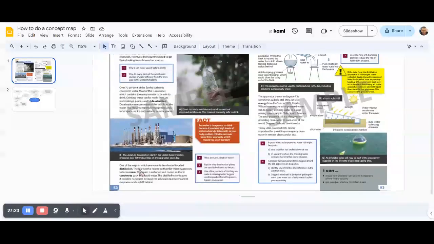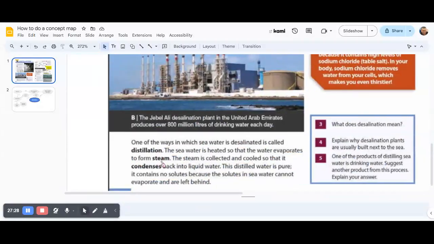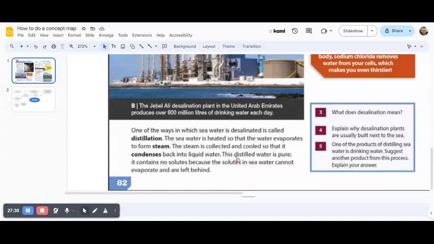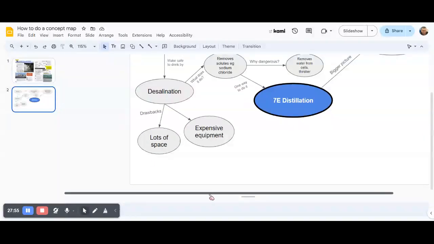So now I go back. The next part over here looks like it's describing what distillation is, and that sounds really important. The seawater is heated so that the water evaporates to form steam. The steam is collected and cooled so it condenses back into liquid water. This distilled water is pure. It contains no solutes because the solutes in seawater cannot evaporate and are left behind. It sounds as if there are about six facts there. The first thing we need to do is figure out where we're going to put the how.